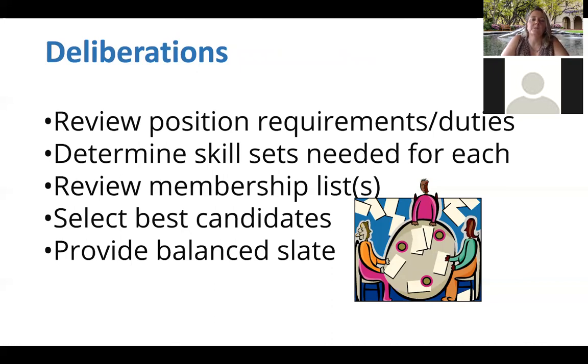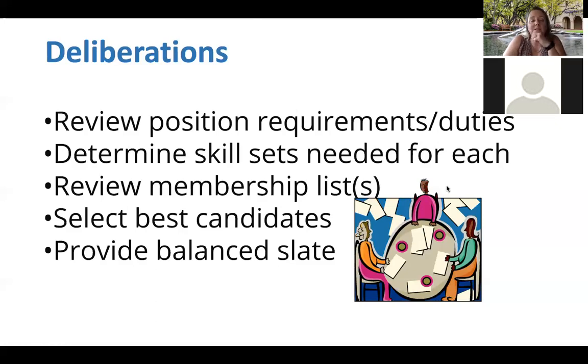You want to review the position requirements or the duties for each job, and determine the skill sets needed for each. So for your auditor or your treasurer, it would be nice if they have some ability to be organized, if they have some financial background. That's a bonus. Most don't, but it's great if they do. But for certain positions you want to make sure you get people where you say, this person really needs to be a good communicator, this person really needs somebody who's organized, this person really needs somebody who has these specific skills.